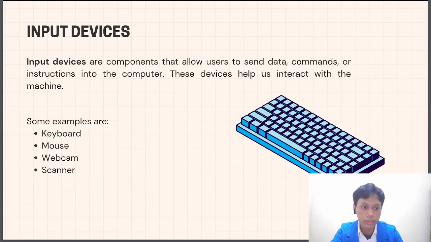The keyboard is used to type letters, numbers, and commands. The mouse is used to point, click, drag, and control objects on the screen. The webcam captures images and videos for communication and recording. And the last one is the scanner. The scanner converts physical documents into digital format. Without input devices, the computer would not know what the user wants it to do.